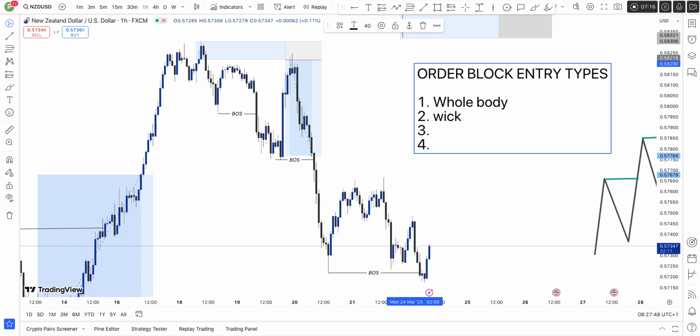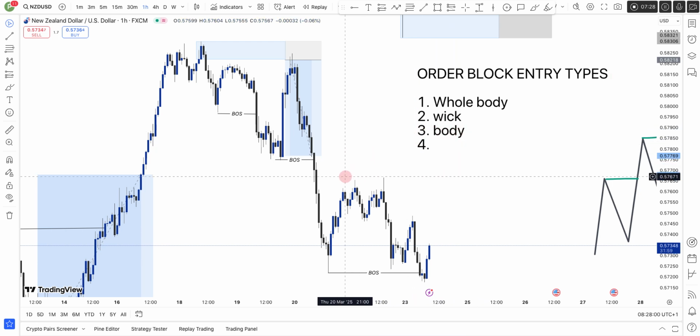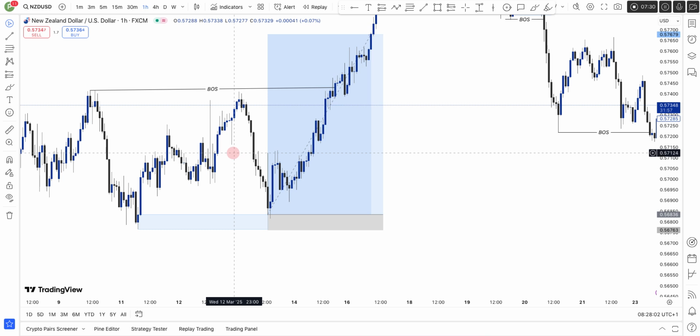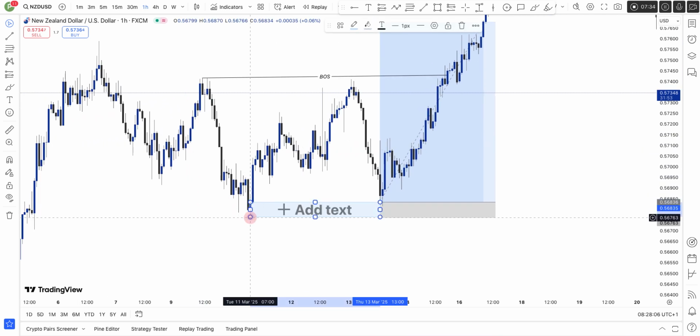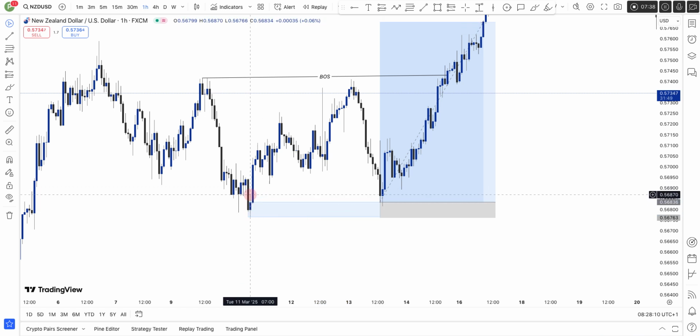The third one is the body, using just the body of the candle and not considering the wick. Remember, in this second scenario we are using the wick. In this third scenario, we are using just the body of the candle. Now look at this trade I took here. I used the body, I did not consider the wick, I used the body as my entry.